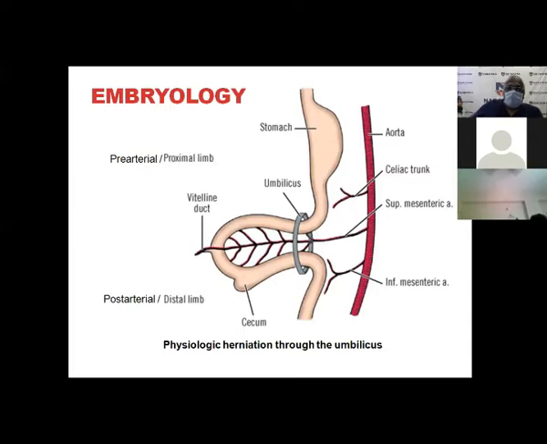Embryology. Now, that is the stomach, that is the foregut. As it comes down near the umbilicus, it becomes the midgut. Beyond that, it becomes the hindgut. The hindgut, if you can see, this is the cecum. This is going to be the future colon. That is going to be the small intestine with jejunum and so on.